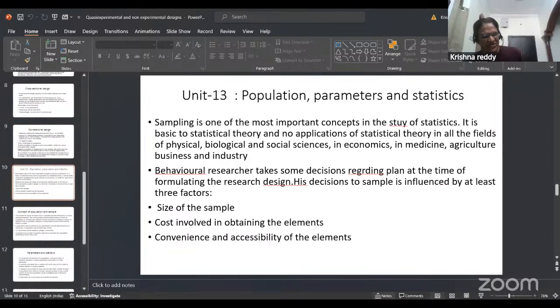That's all about quasi-experimental research designs. Now we are moving into the next unit, that is unit 13, population, parameters and statistics. This is not a big unit, but it is meant for understanding only the concepts. The detailed explanation of these population parameters and statistics will be given in unit number 14. But try to understand the concepts in unit number 13: what is population, parameters, and statistics.